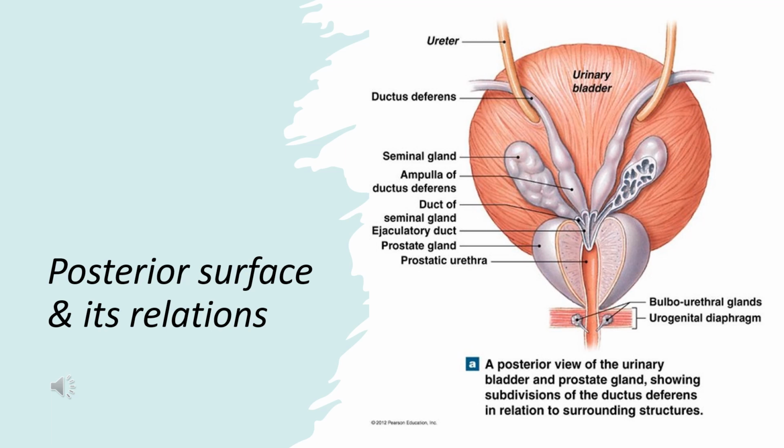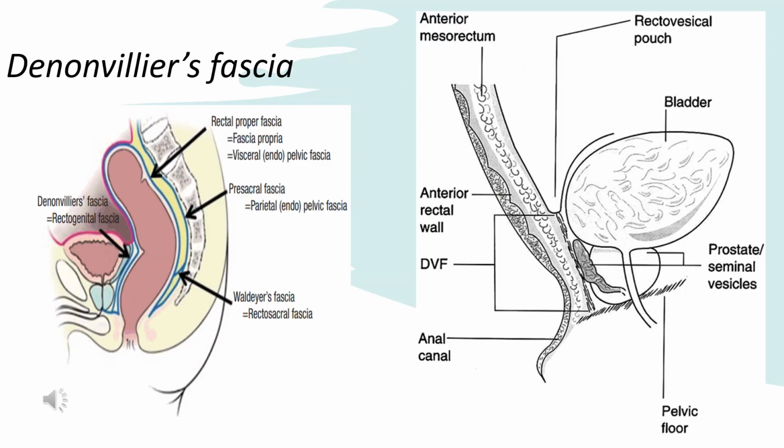So the key points to note regarding the posterior surface are its relation to the rectal ampulla, being separated from it by the fascia of Denonvilliers, and also its relation to the ejaculatory ducts. We'll see a little more regarding the fascia.